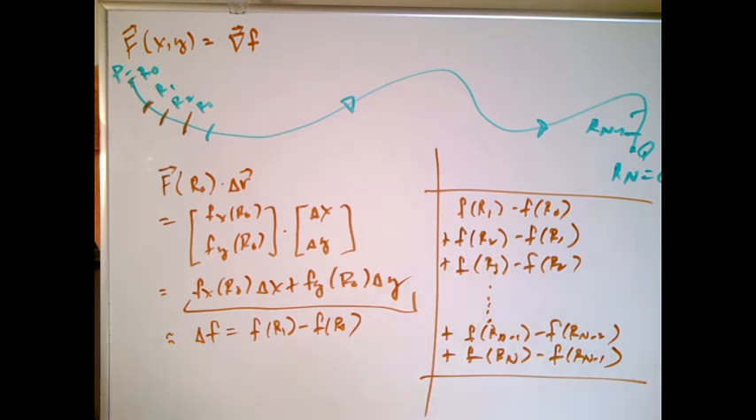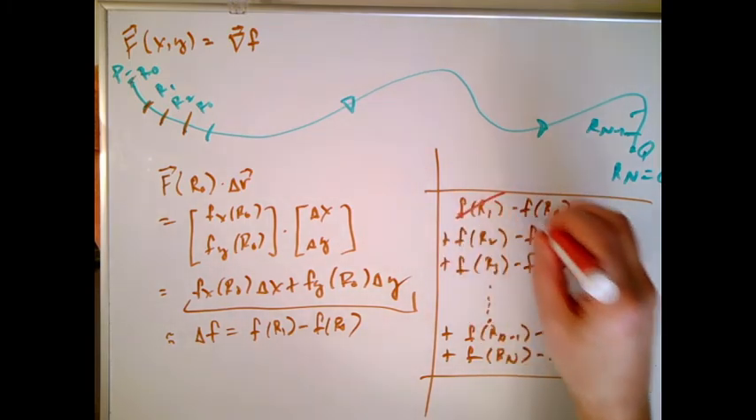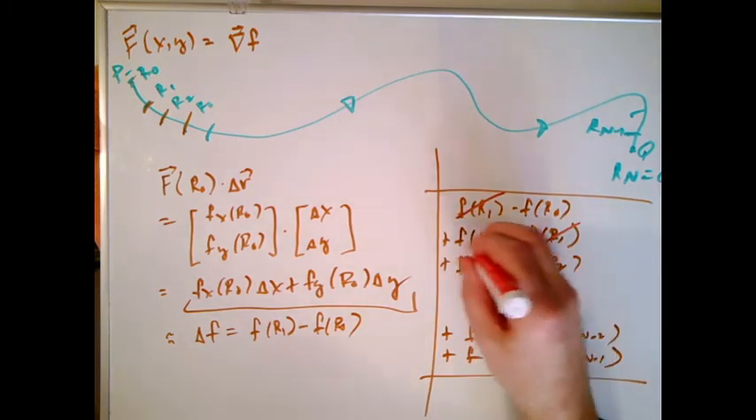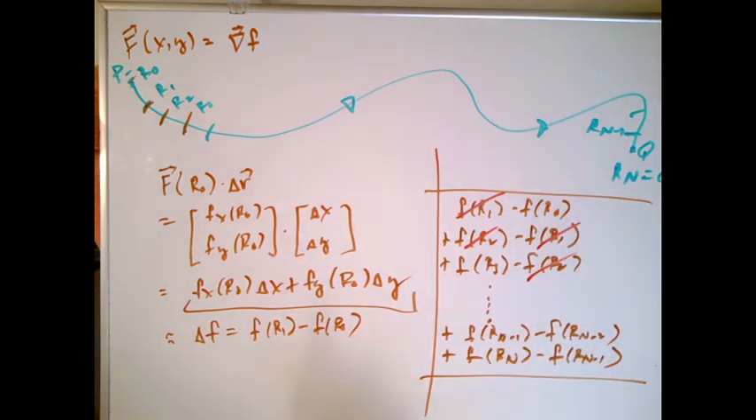Well, this is something that you should have seen both in the original proof of the fundamental theorem of calculus and in Calc 2 when you did series, because this is actually something called a telescoping series. It's called a telescoping series because when you add them all together, all the stuff in the middle disappears. Here's f of r1, here's minus f of r1. Here's f of r2, here's minus f of r2. Here's f of r3, here's minus f of r3. This happens over and over and over.